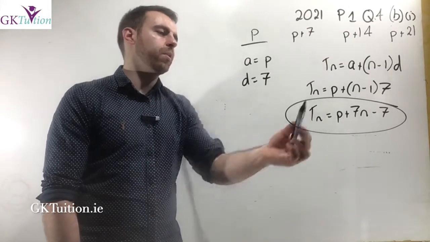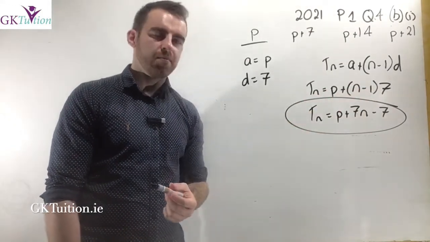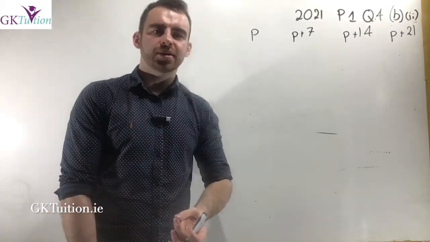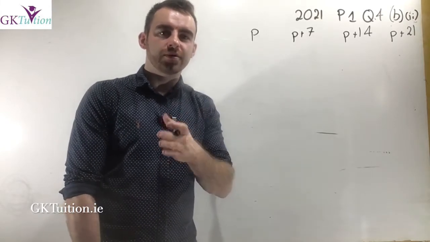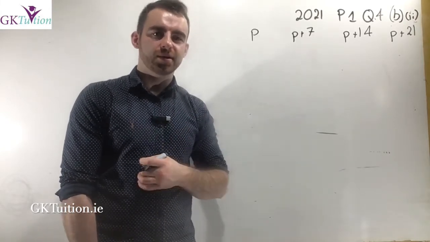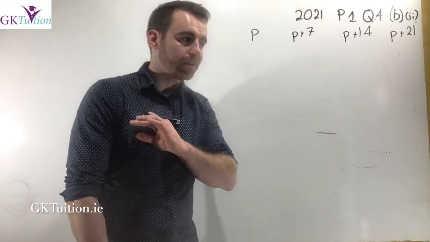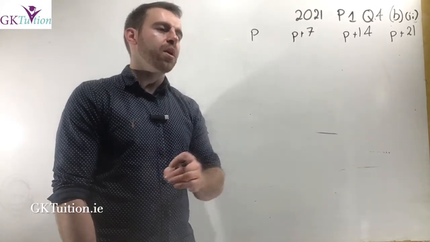So all we have to do is sub in. Instead of an A, I subbed in P. Instead of a D, I sub in 7. My final answer is P plus 7n minus 7. In part 2, we're asked to find the smallest value of P for which one of the terms will be 2021. Now, as far as I'm concerned, the easiest way to do this is to actually ignore part I and just figure it out, just think logically.